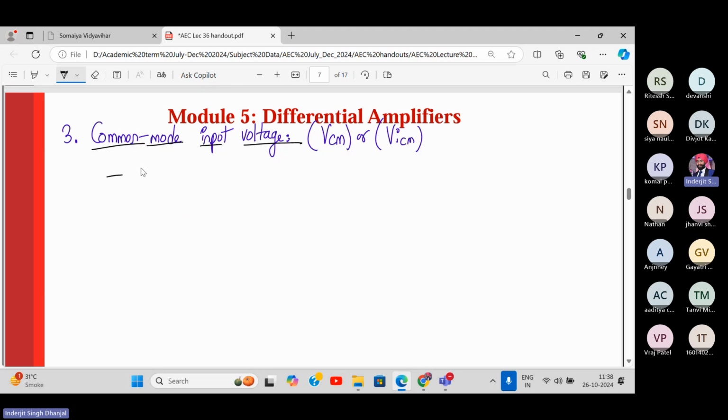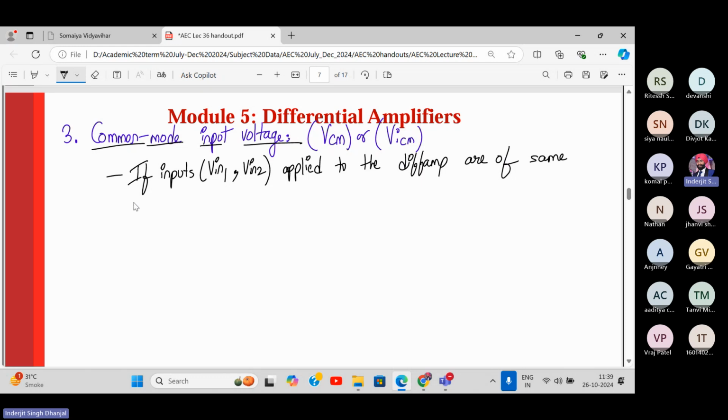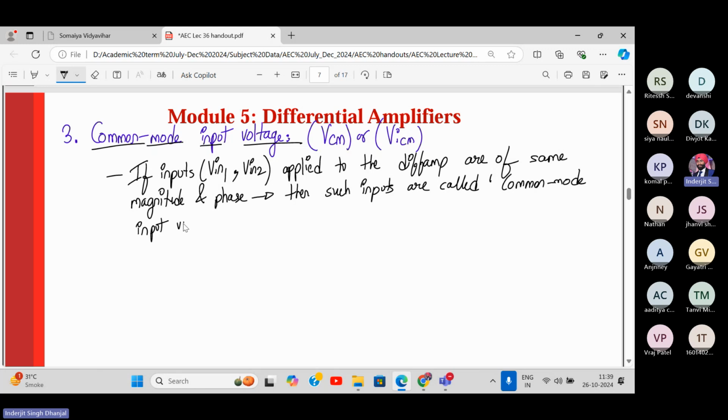So let's write down the definition of common mode input voltage. If the inputs V in 1, V in 2 applied to the differential amplifier, I'm writing short form as DFAM, are of same magnitude and phase, then such inputs are known as common mode inputs, called common mode input voltage.